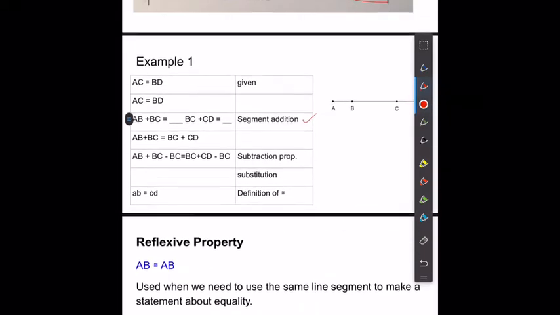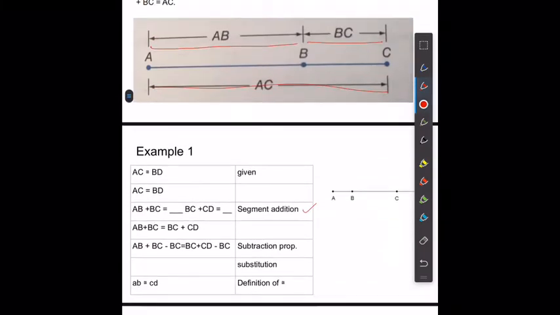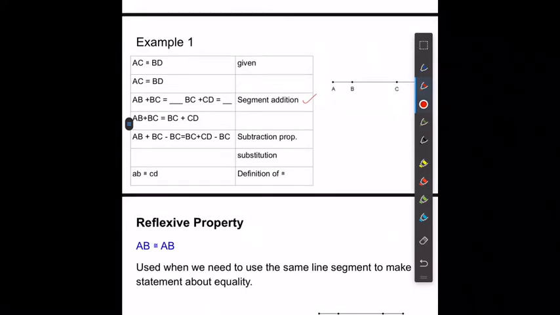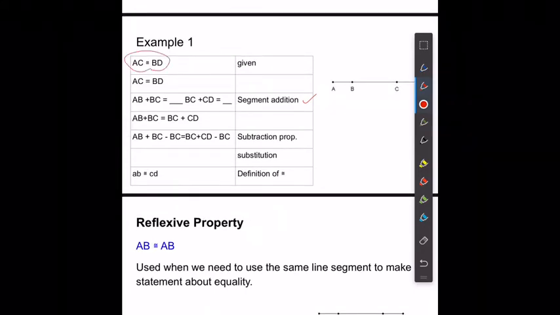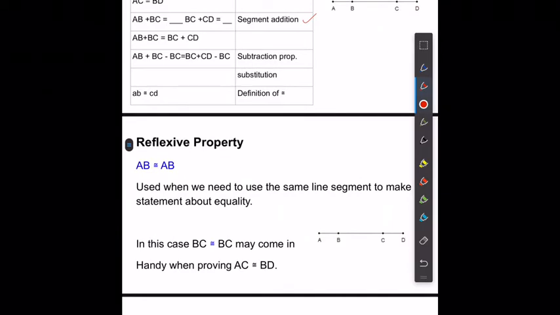So the very first thing says in this proof, basically they give us that AC is congruent to BD. So this distance here is congruent to this distance here. Okay, that is our given. In order for us to get to a place where we're talking about equals versus congruence, we basically just have to convert that right away.